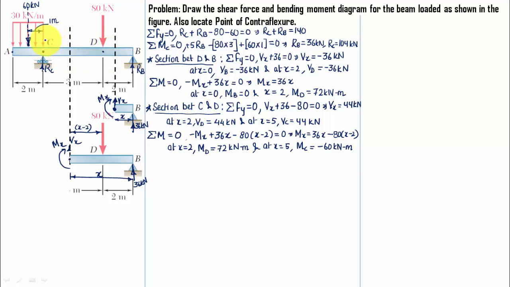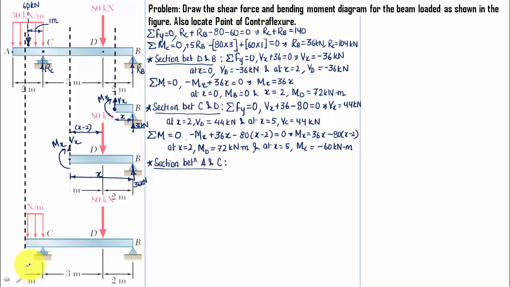Now let's try to make a section between A and C. Let me first write this, section between A and C. Okay, so let's have the section line. Here we go, and let's consider the portion of the beam towards the right of this section. Let's say this section line is at a distance of x from the right hand support. Now let me write the reactions over here. This is 36 kilonewtons, and how much is this reaction at C? Let me check, 104. So the magnitude is 104 kN.